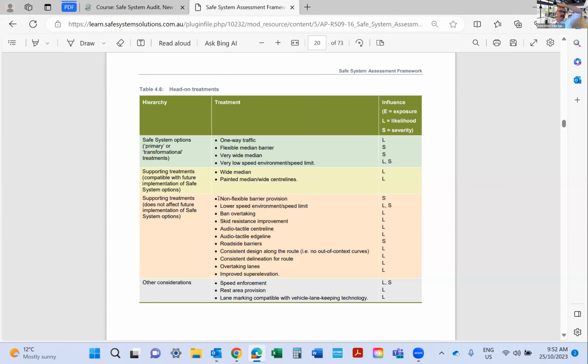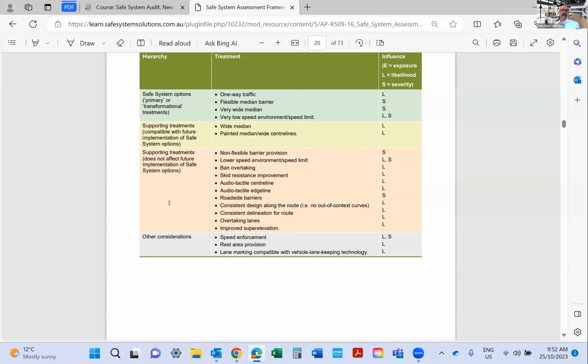There used to be 2 categories of supporting, but we've kind of abandoned that. It's too confusing. So both are supporting. And you can see that there's big wide medians. Well, that's supporting, because we know people are going to get across even a big wide median, and they're still going to have head-on crashes. There'll be far less of them. And then we've got other ones in there as supporting: audio tactile, centerline, and the like.